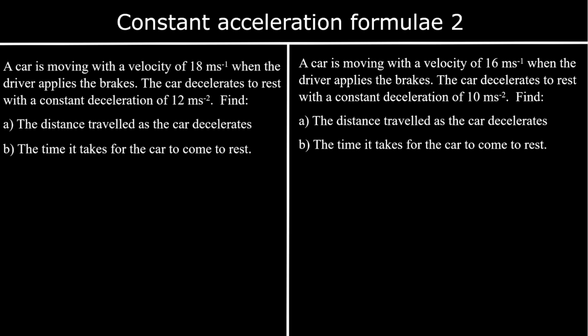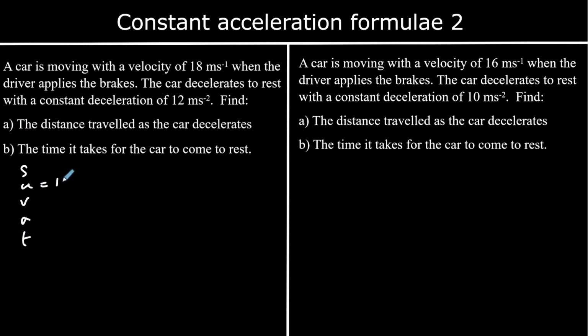A car is moving with a velocity of 18 meters per second. When the driver applies the brakes, the car decelerates to rest with a constant deceleration, 12 meters per second squared. Find the distance traveled as the car decelerates and the time taken. So what do we know?